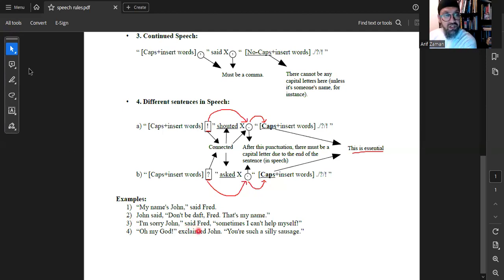So it could look something like this. Okay, imagine that's not there. Imagine that's not there. And imagine sometimes it's closer towards the word John because it's one sentence. So "My name is John," said Fred. John said, "Don't be daft, Fred. That's my name." I'm sorry, John. Sometimes I can't help myself. You don't even need to say "said" there. You don't need to do it. Okay. We don't need to say "said Fred."